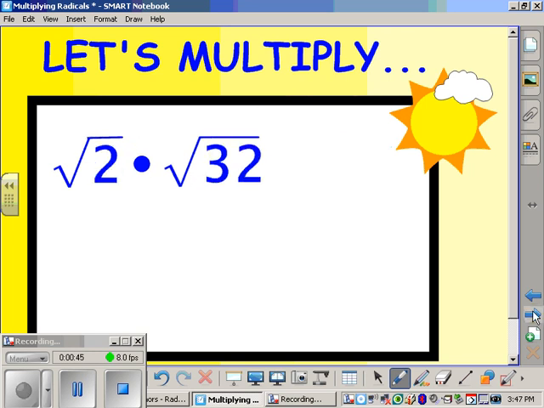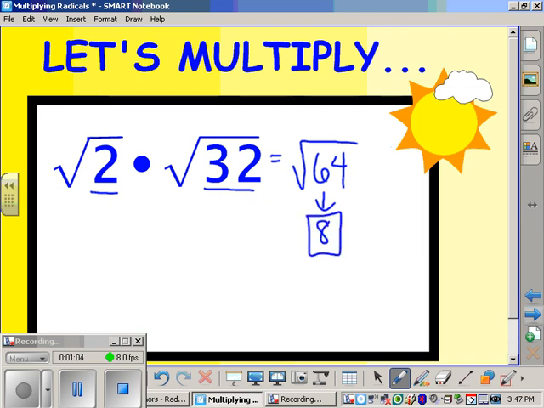The second example is radical 2 times radical 32. Once again, we will multiply the numbers under the radical symbol to combine them together. This would give us radical 64. Because 64 is a perfect square, we can take the square root, leaving us with an answer of 8.